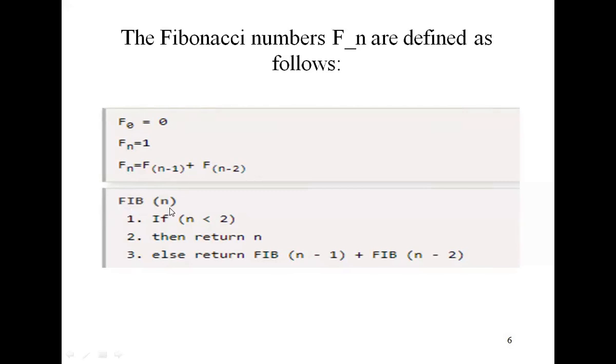Suppose you want to calculate the nth Fibonacci number. If n is less than 2, then return n. That particular value you can return. Else, return fib of n minus 1 plus fib of n minus 2. The previous two numbers you need to return. So this is a recursive procedure.